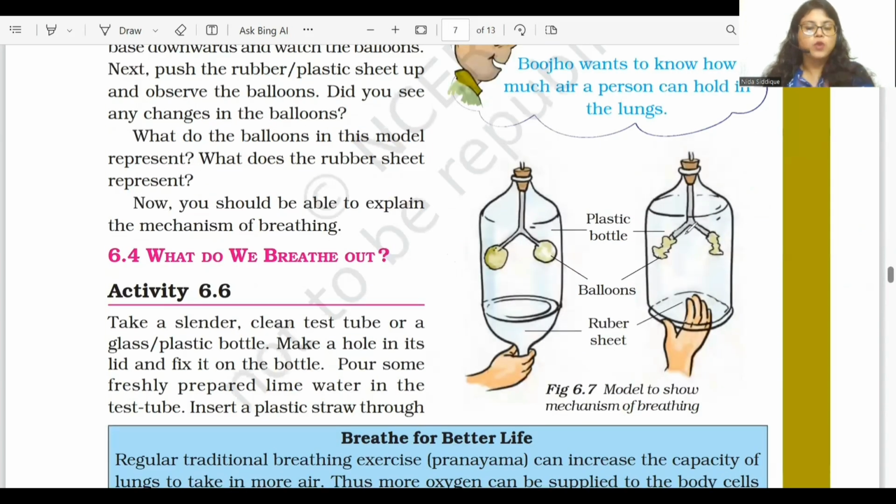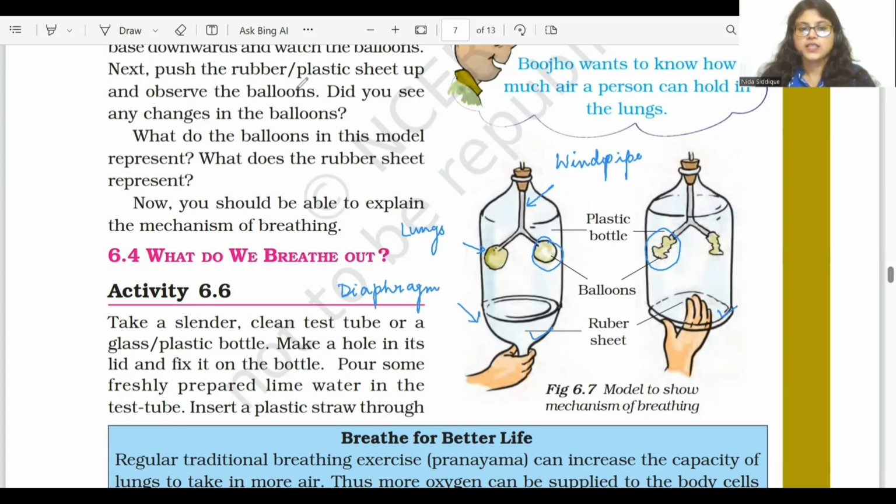So this is how the model looks like. This is the plastic bottle. These are the balloons. Okay. And this is the rubber sheet. Now, this experiment is really important. So, the plastic tube over here is representing our windpipe. It is analogous. It is similar to our windpipe. ये जो balloons है, ये represent कर रहे हैं हमारे lungs को. And ये जो rubber sheet है, it is representing our diaphragm.